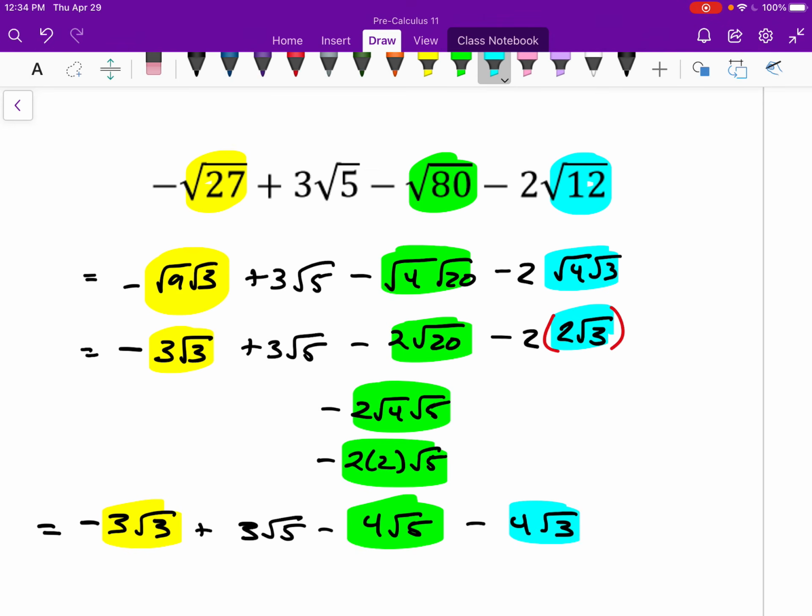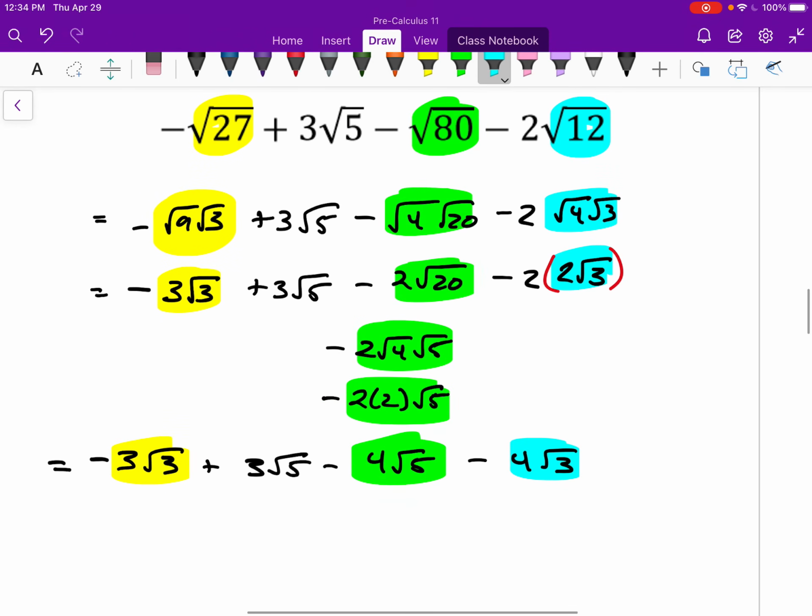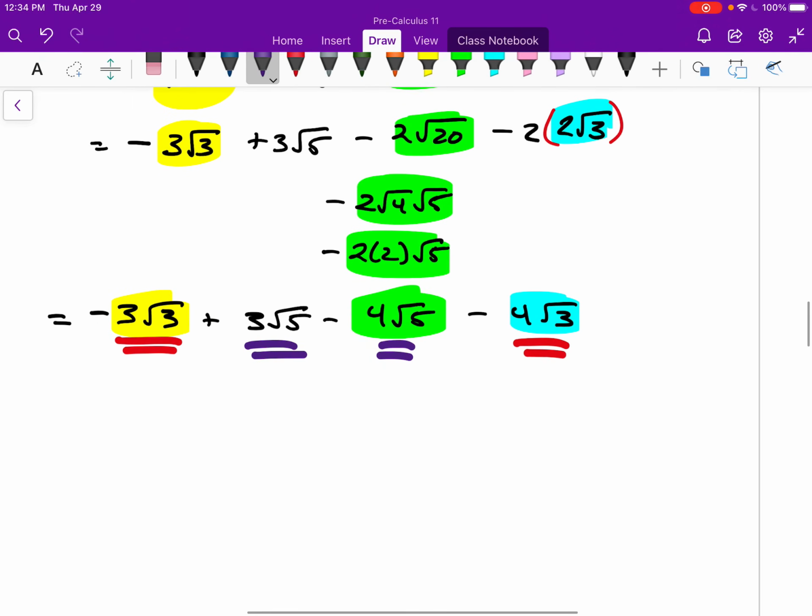But now, after all this work, I can see what the like terms I have. For example, these two are like terms, and these two are like terms. So I can put those together. So I'll do the root 3's first. Minus root 3 minus 4 root 3 is minus 7 root 3. And 3 root 5 minus 4 root 5 is minus 1 root 5. I don't really need that 1, so I'm going to erase it. Well, I need the square root, though. And again, I'll just show you where these came from by underlining them.